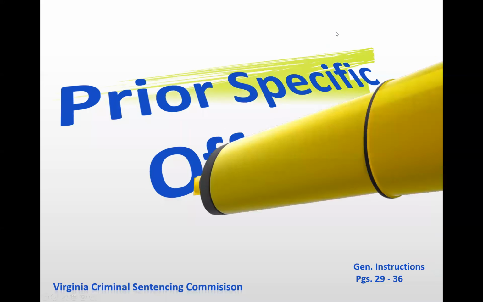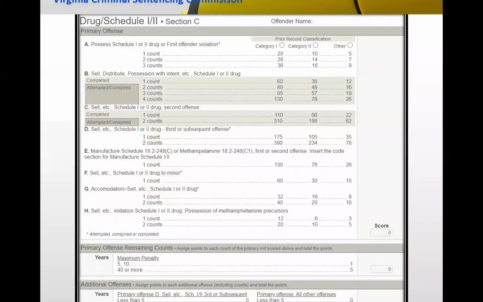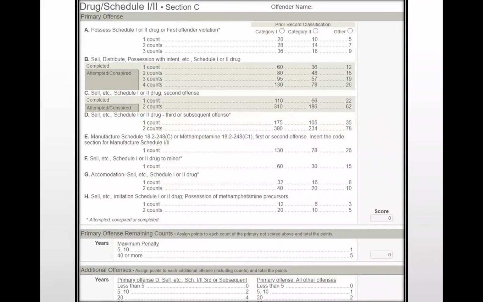In today's video, we will be discussing prior specific offenses, and detailed information for this factor can be found in the General Instructions section, pages 29 through 36. There are several different prior specific offenses located throughout all of the sentencing guidelines. The Drug Schedule 1 or 2 worksheet on Section C contains a great example for several different variations of this factor.